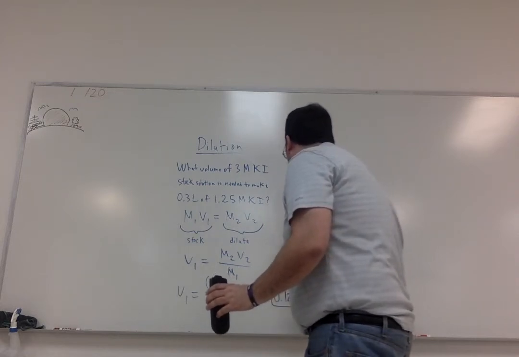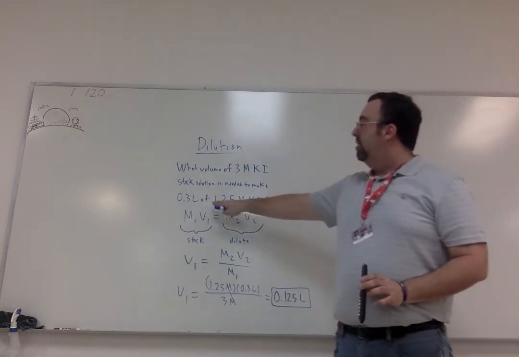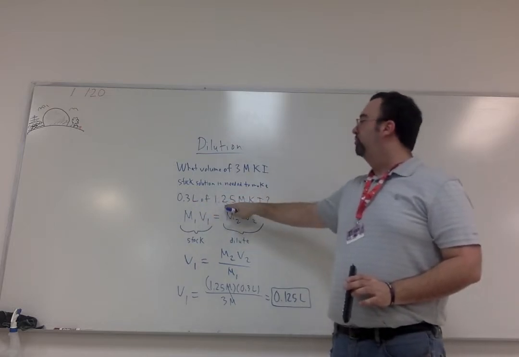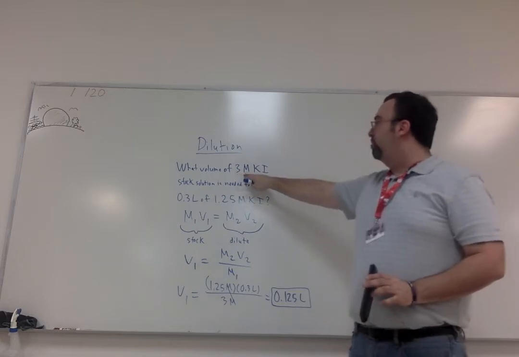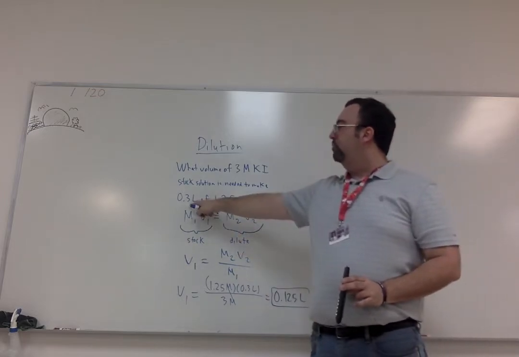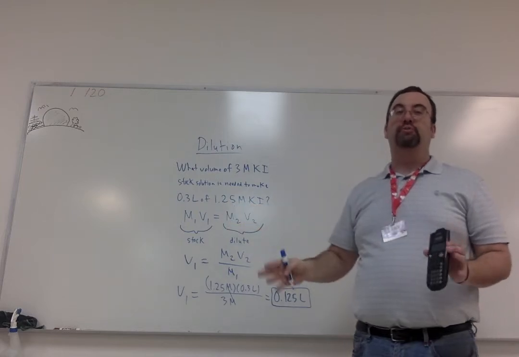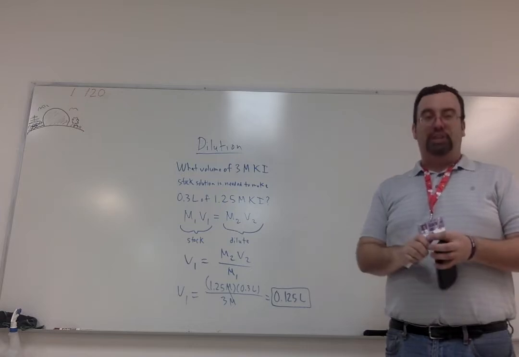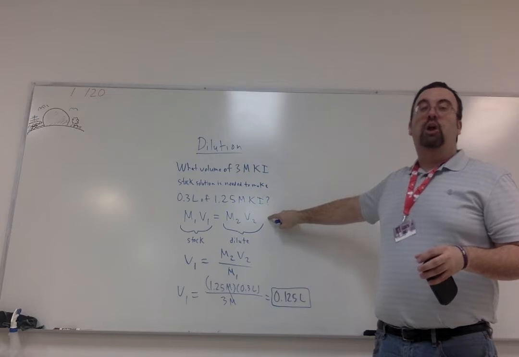All right. So what this means, in order to make up this dilute solution, if we want to make up 0.3 liters of 1.25 molar KI, if we start with 3 molar, we need to take from the 3 molar 0.125 liters, and then we'll add water to bring it up to the 0.3 liters, and therefore we'll have a concentration of 1.25 molar. And so that is an example of a dilution type problem. And again, this is probably the most useful equation in all of chemistry.